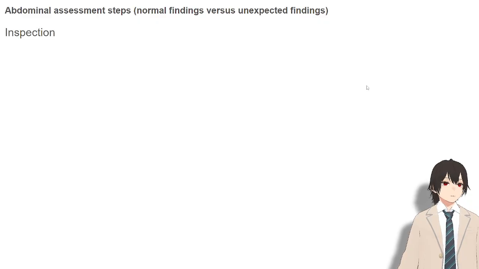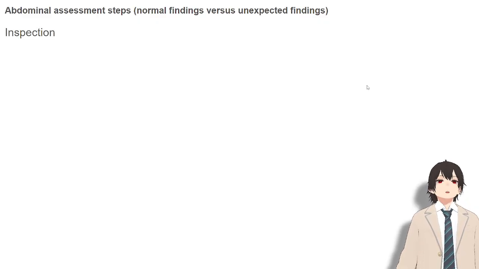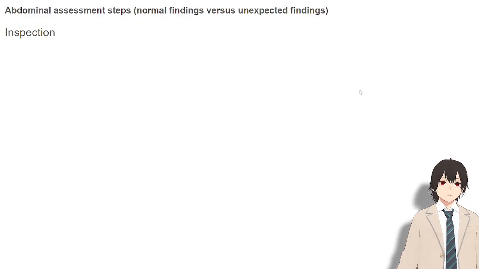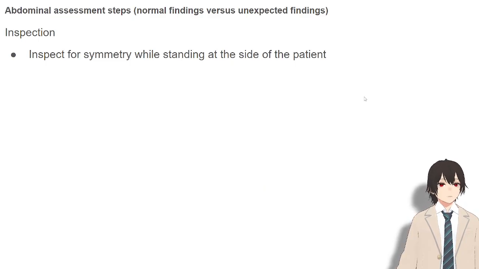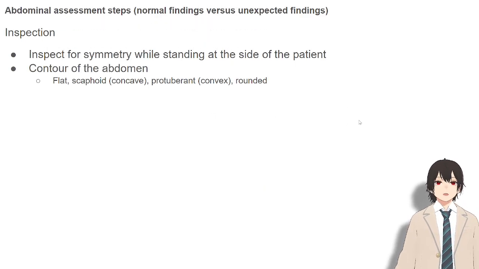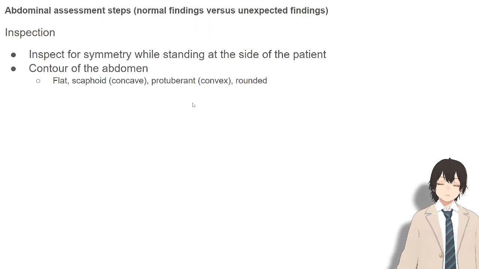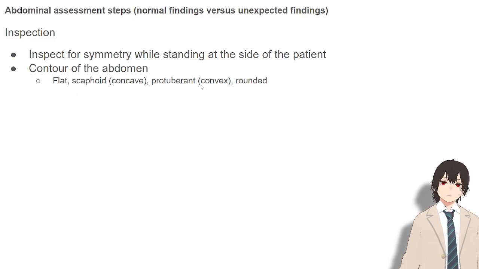Okay, so assessments. We always start with inspection, least invasive to most invasive. We did that with cardiovascular, we did that with respiratory. For inspection, we're going to look for symmetry. You're also looking for the contour. Is the abdomen flat? Does it concave in? Does it protrude a little bit to convex?